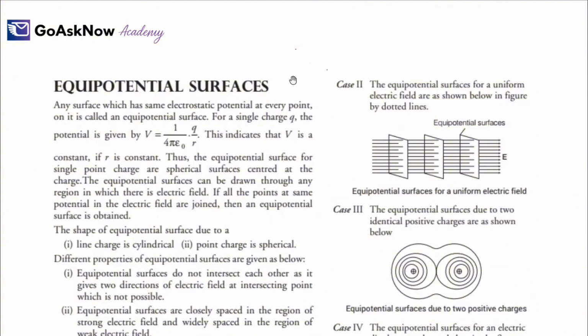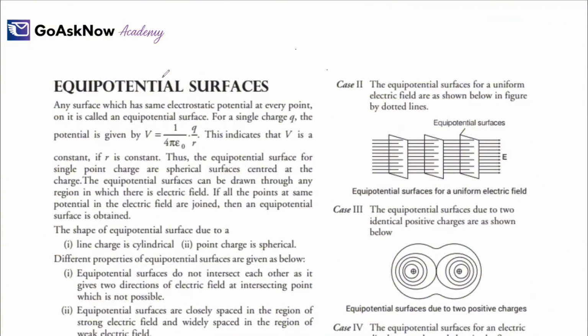For a single point charge, the potential is given by V is equal to kQ by r. That we have seen already. This indicates that V is a constant if small r is constant. If r is constant anywhere, V will become constant also, because V is directly proportional to 1 by r only. And Q is a given magnitude, so Q is taken as a constant also. Thus, the equipotential surfaces for a single point charge are spherical surfaces centered at the charge.